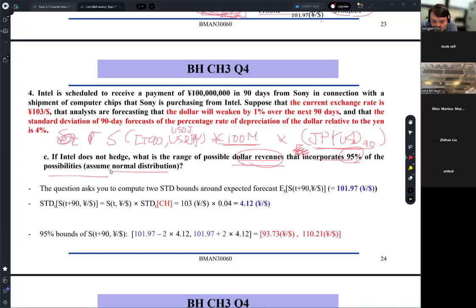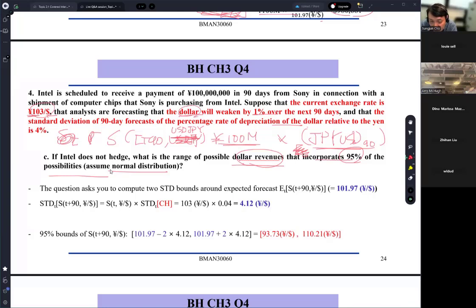USD JPY. In the question, USD JPY is given. The dollar, the currency in the denominator in USD JPY, weakened by 1%, and then percentage depreciation of dollar. Everything is written in terms of USD JPY. In this question, this is written as USD JPY. We are talking about dollar will weaken by 1%.